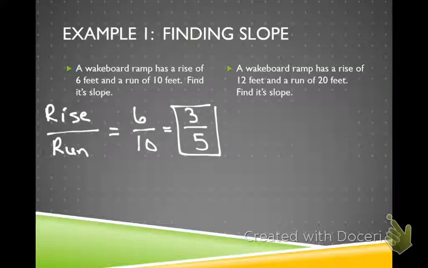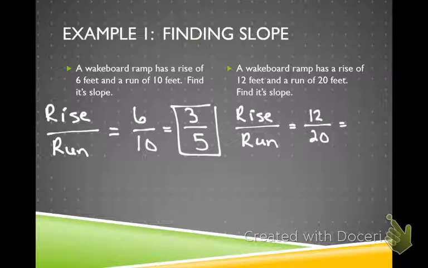Alright, so now I want you to go ahead and do the same thing. So we'll pause the recording for a minute and go ahead and do the same thing on the second one. Alright, again, I want you writing rise over run. Just to kind of make that habit. Alright, and then here the rise is 12 feet and the run is 20 feet. So 12 over 20 reduces to 3/5. Alright, and that would be the slope of the second one.